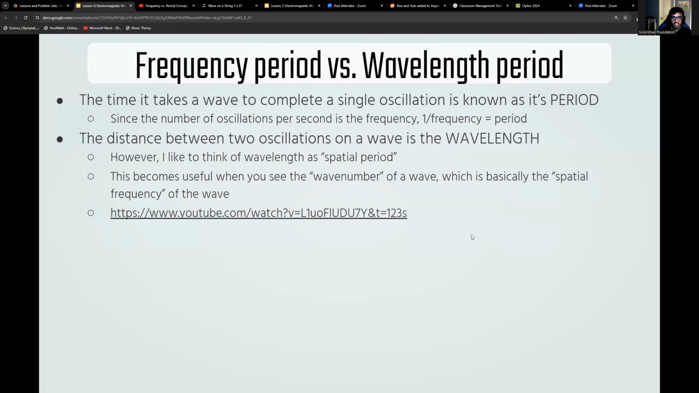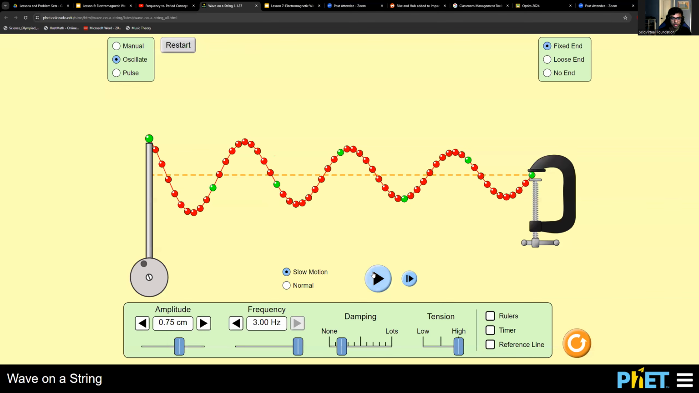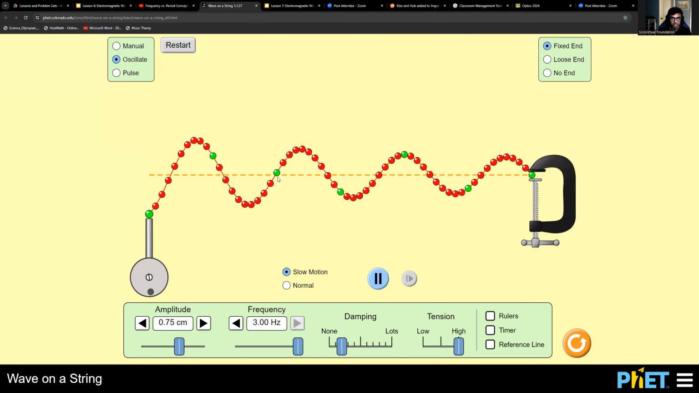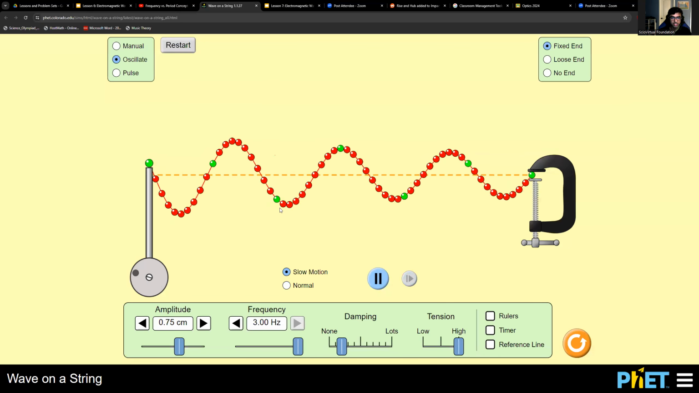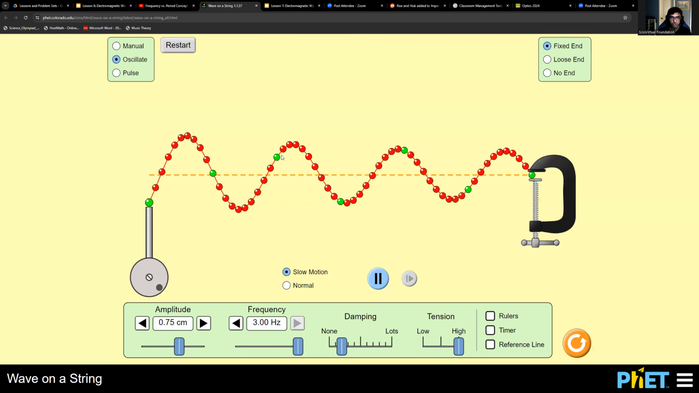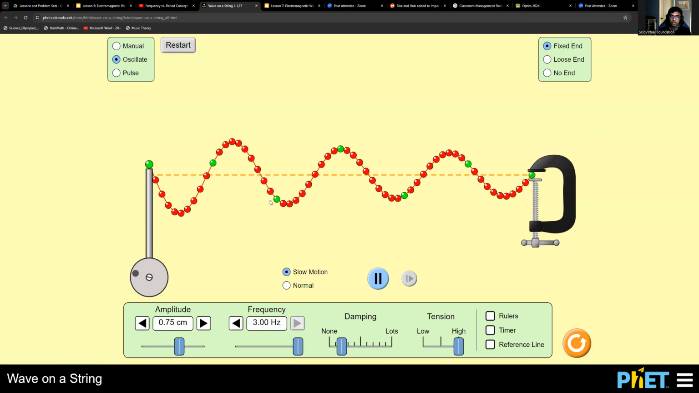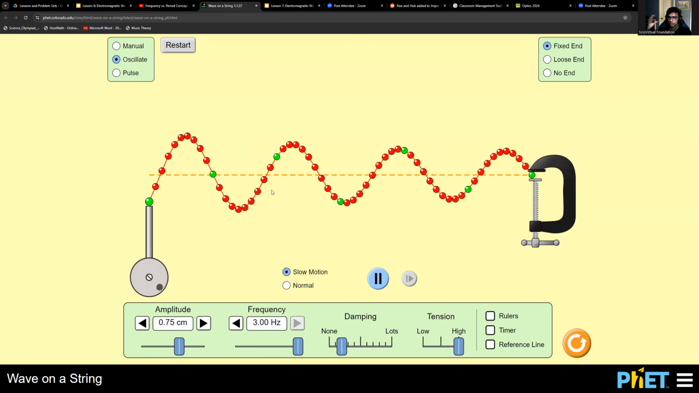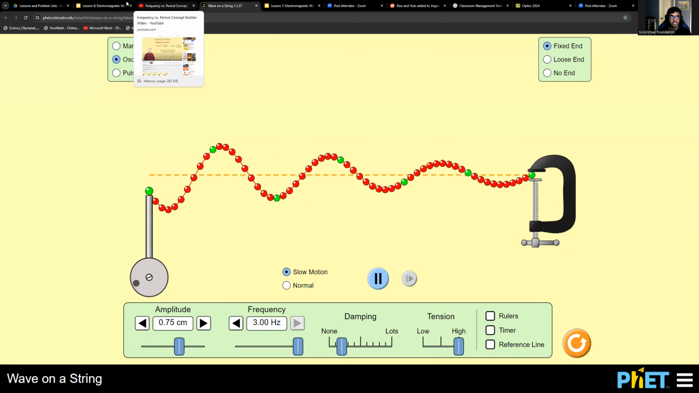So the distance between two oscillations on a wave is the wavelength. And now this is not a property of a single guy oscillating on this wave. I put it in slow motion. It's not a property of the single green dot going back and forth. It's going to be a property of the distance between two of these peaks or two of these troughs. Crests and troughs is what we call them. So this is a property of the actual full wave object itself, of the illusion that we see.